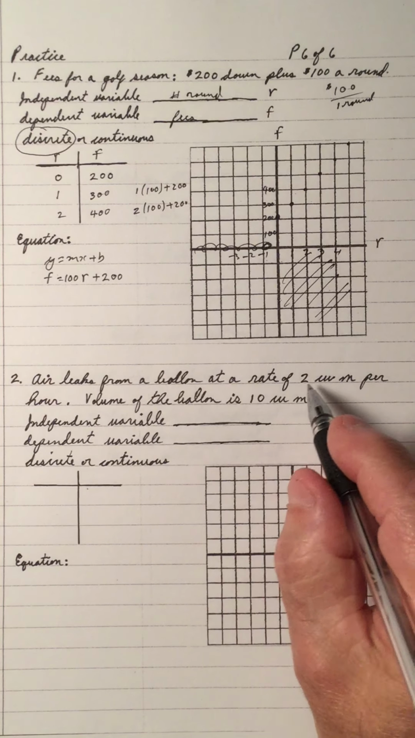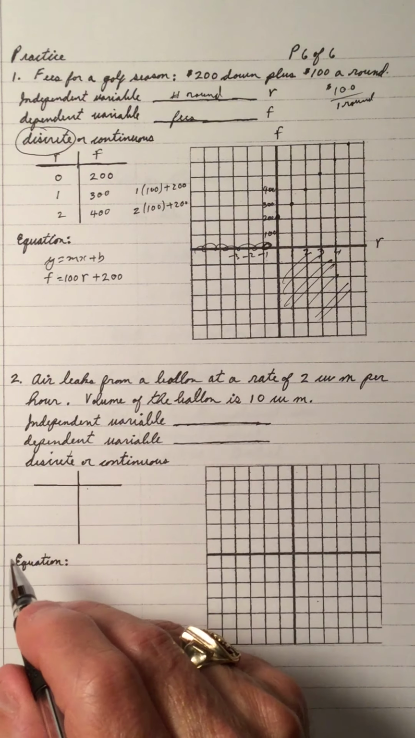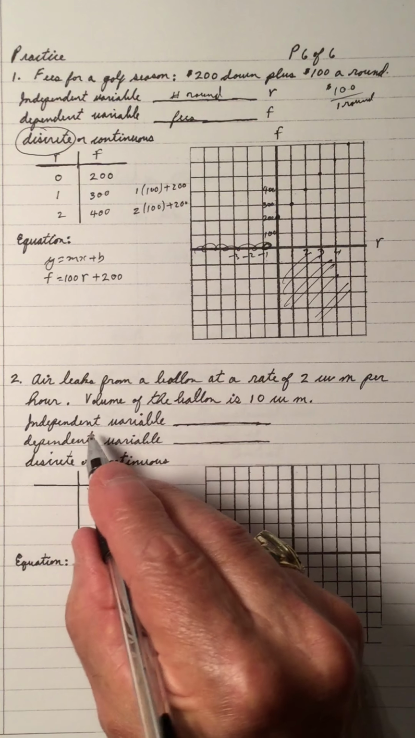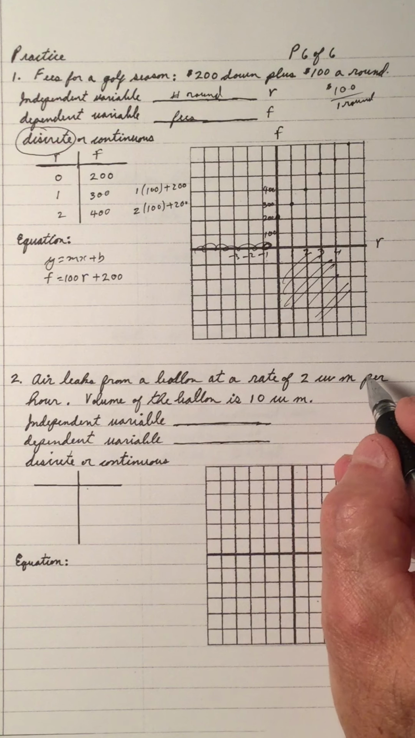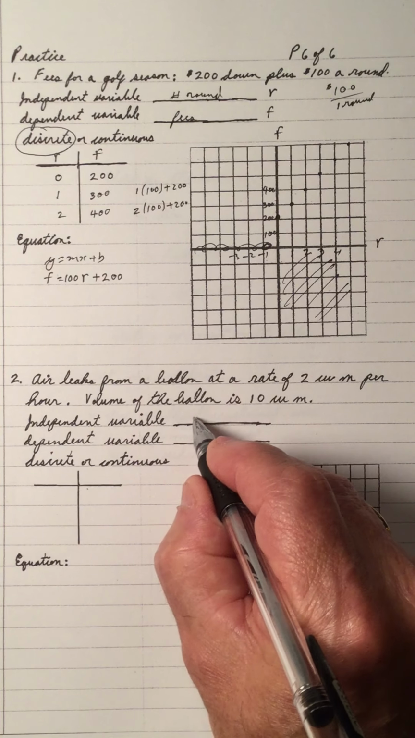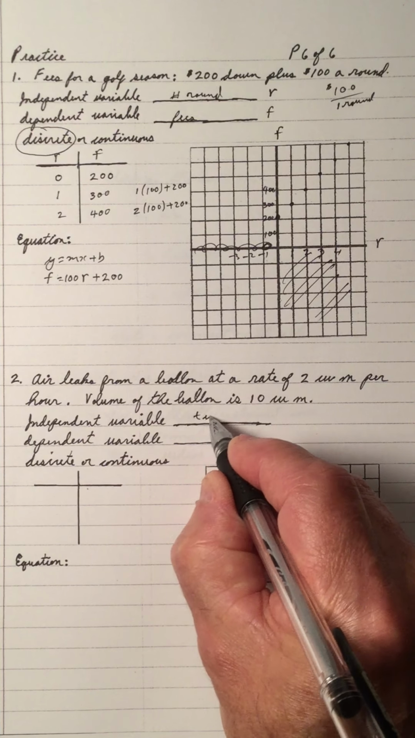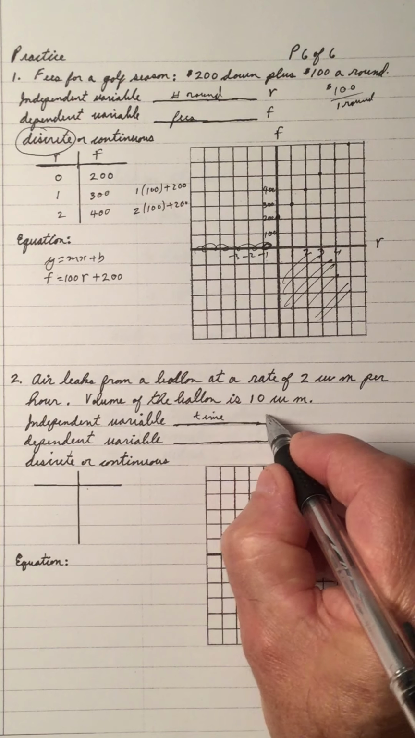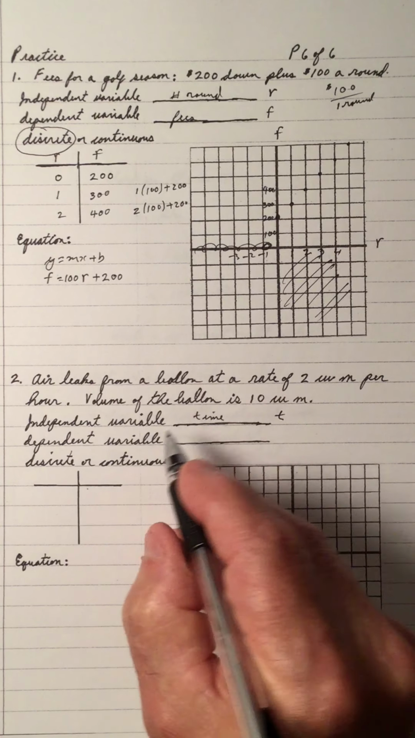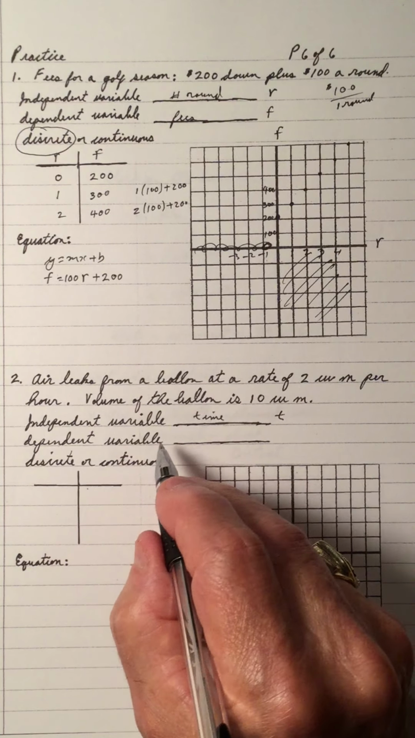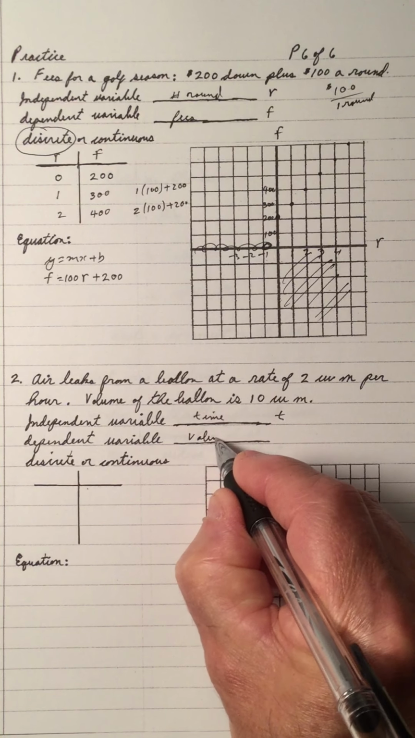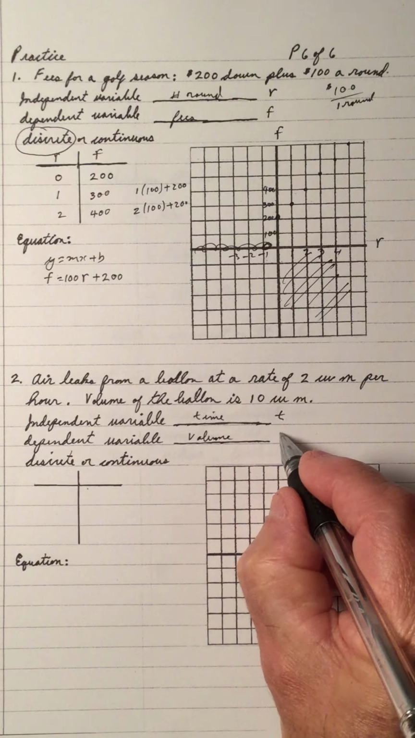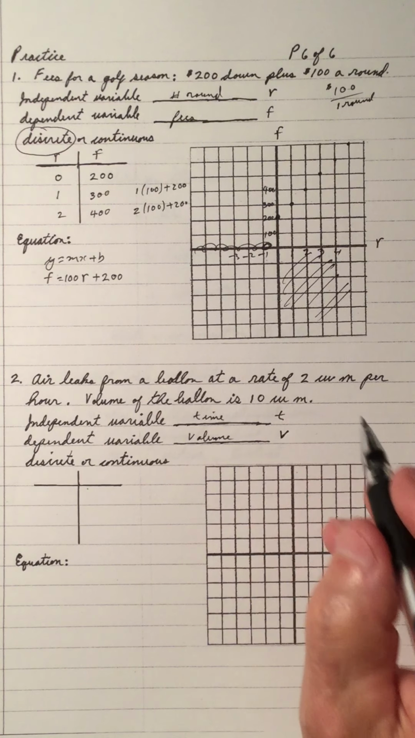And the rate is 2 cubic meters per hour. So let's go through this. Independent variable. Again, your independent variable is your time, and we're going to call time t. Your dependent variable is the volume, and the volume of air, we're going to call V for volume and T for time.